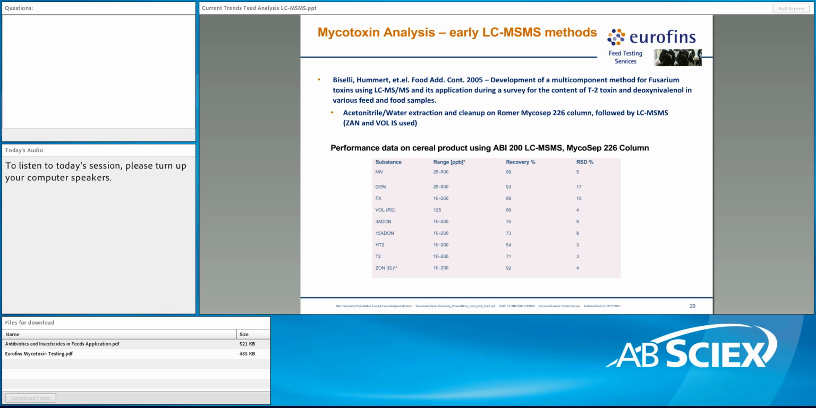And in the table you see, this particular method was set up with a cleanup using an acetonitrile water extraction and a Romer MycoSep 226 column, which is still available today and used in our laboratory, followed by LC-MS/MS analysis on an instrument that is a very nice instrument, but a little bit outdated at this point in time, almost 10 years old now. Current instrumentation would likely produce data very similar to this in terms of recovery, but probably a much lower calibration and analytical range. These ranges are not bad actually for the industry.